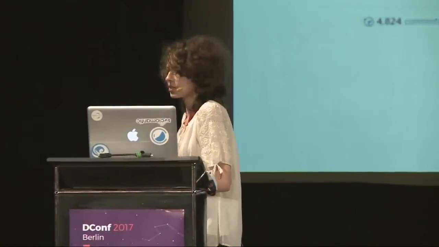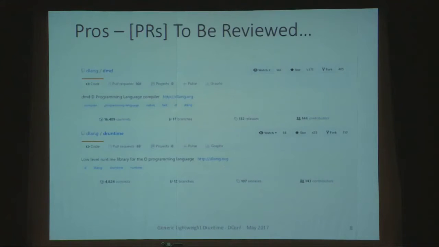So maybe you are not convinced. Maybe we know what to do. We have something to replace. So why would this actually be good? Do we actually need this? Is this worth it? So let's look at DMD and DRuntime on GitHub, as the screenshot was taken, I think, a week ago. So let's look at the pull request number.